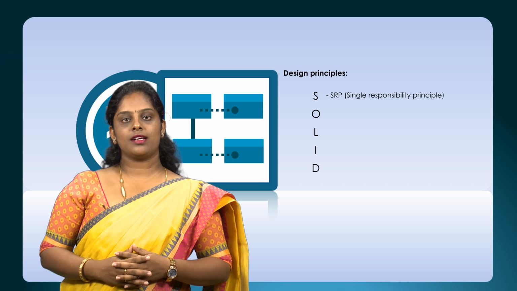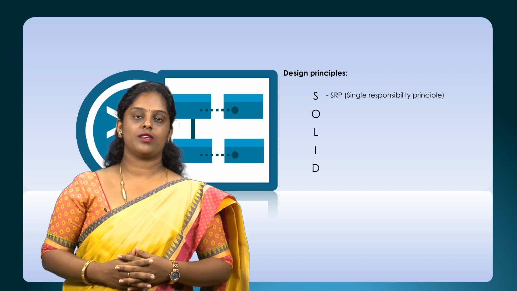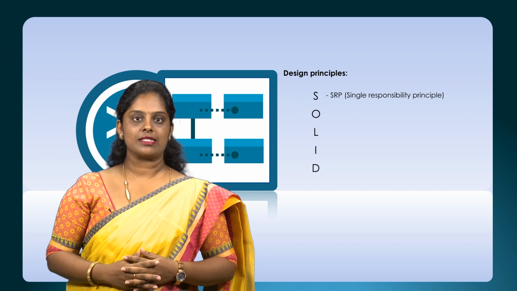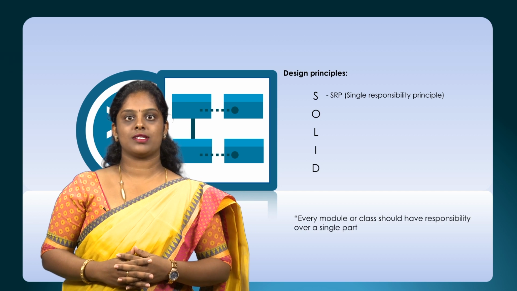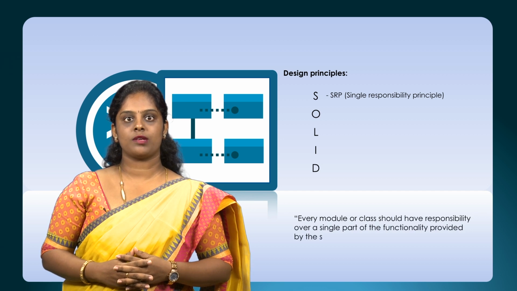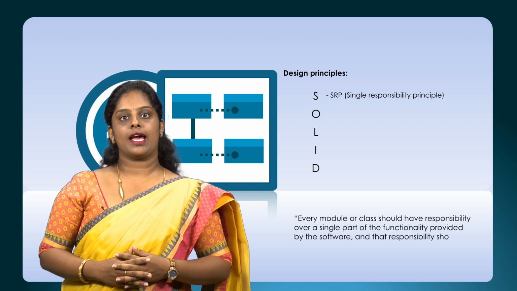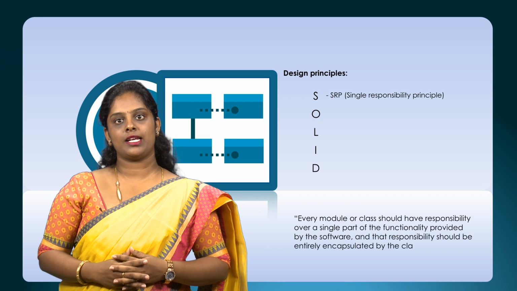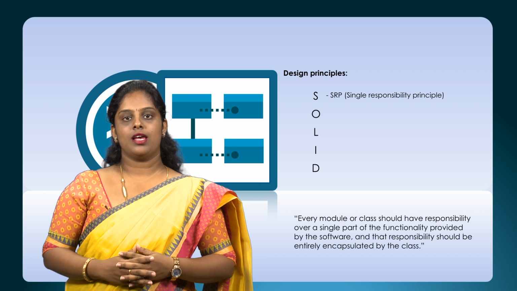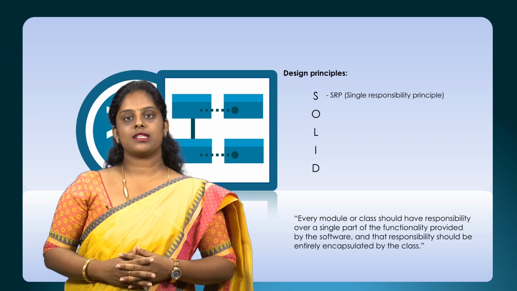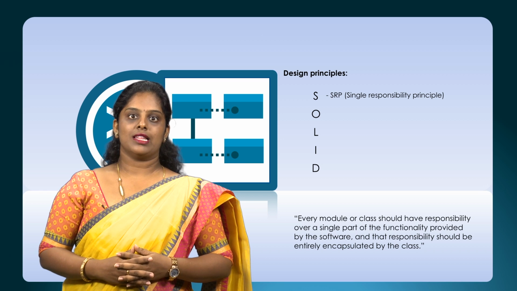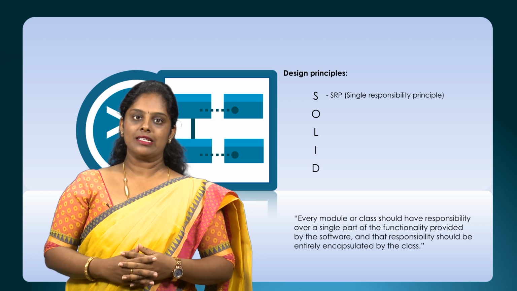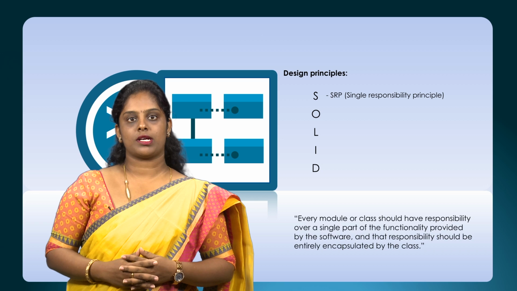This is the Single Responsibility Principle. The definition of this principle goes as: every module or class should have responsibility over a single part of the functionality provided by the software, and that responsibility should be entirely encapsulated by the class. Actually speaking, it means that each class should have one responsibility or method. This makes the class focus on a single concern so that the class is more robust.